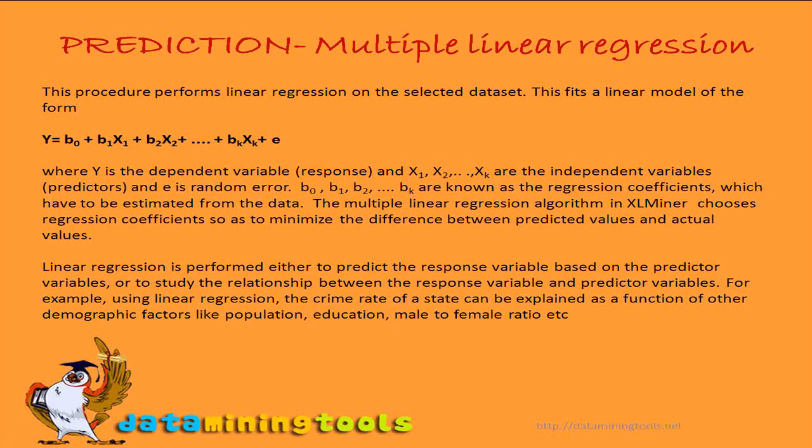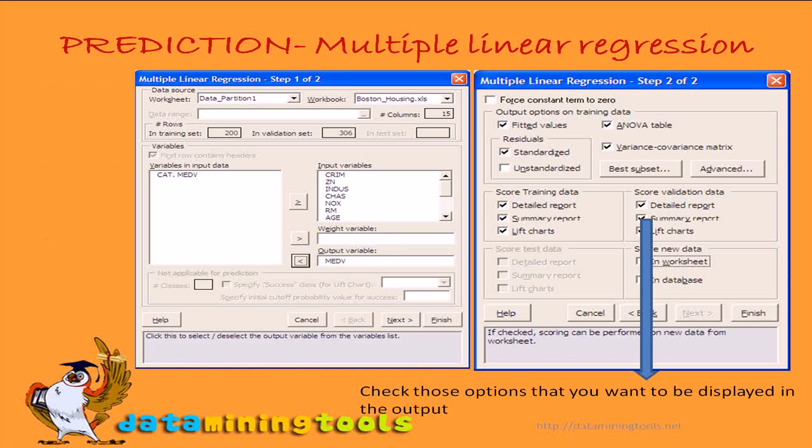For example, using linear regression, the crime rate of a state can be explained as a function of other demographic factors like population, education, male to female ratio, etc. Let us see how to use the multiple regression algorithm for creating a prediction model from XLMiner.